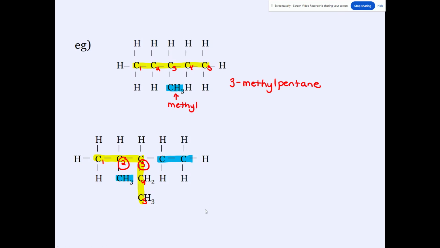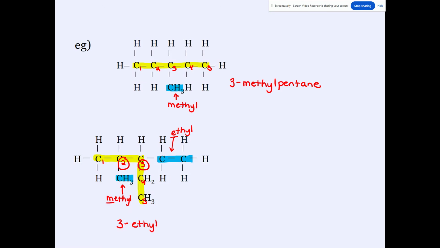Now when it comes to naming them, remember a 2 long carbon branch is called an ethyl branch, and a 1 long carbon branch is called a methyl branch. I have to name the branches alphabetically. So I'm going to start with the ethyl. E comes before M. So on carbon 3, I have an ethyl branch.